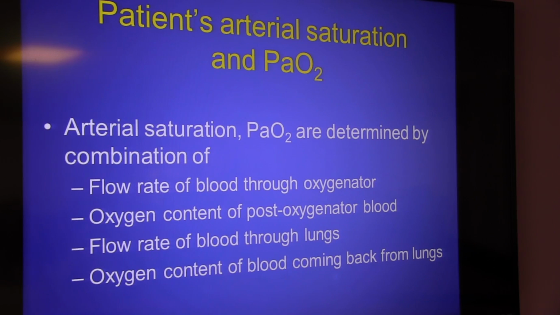All right, so I'm going to talk a little bit now about what we measure, and then I'll come back to recirculation and VV. Your arterial saturation, or your PO2, is determined by a combination. You have your flow rate of blood through the oxygenator, your oxygen content in your post-oxygenator blood, your flow rate back through the lungs, and then your oxygen content in the blood coming back from the lungs.